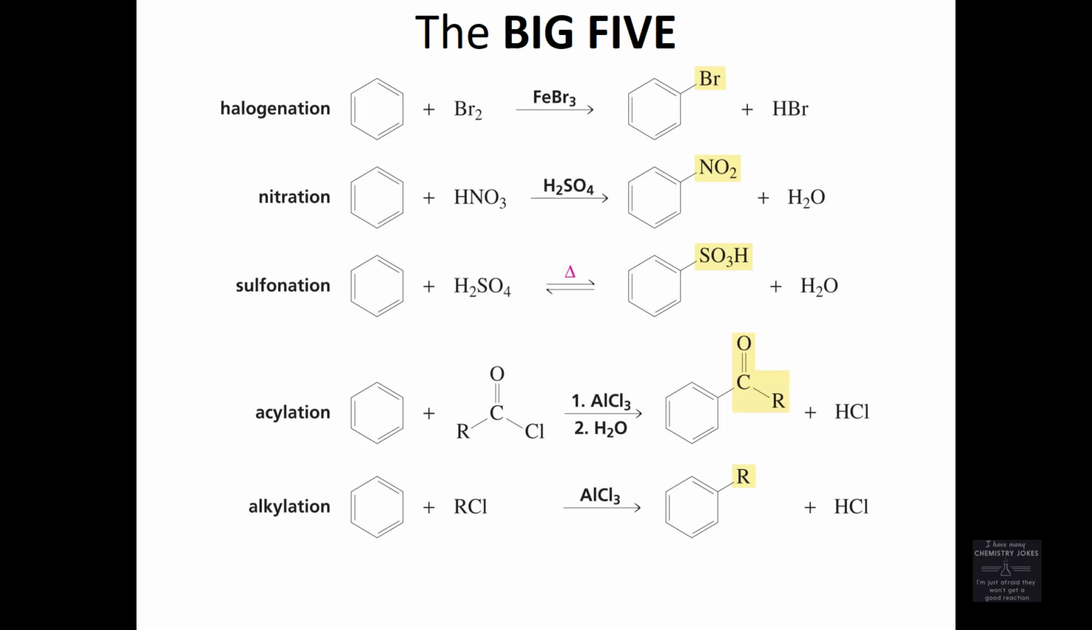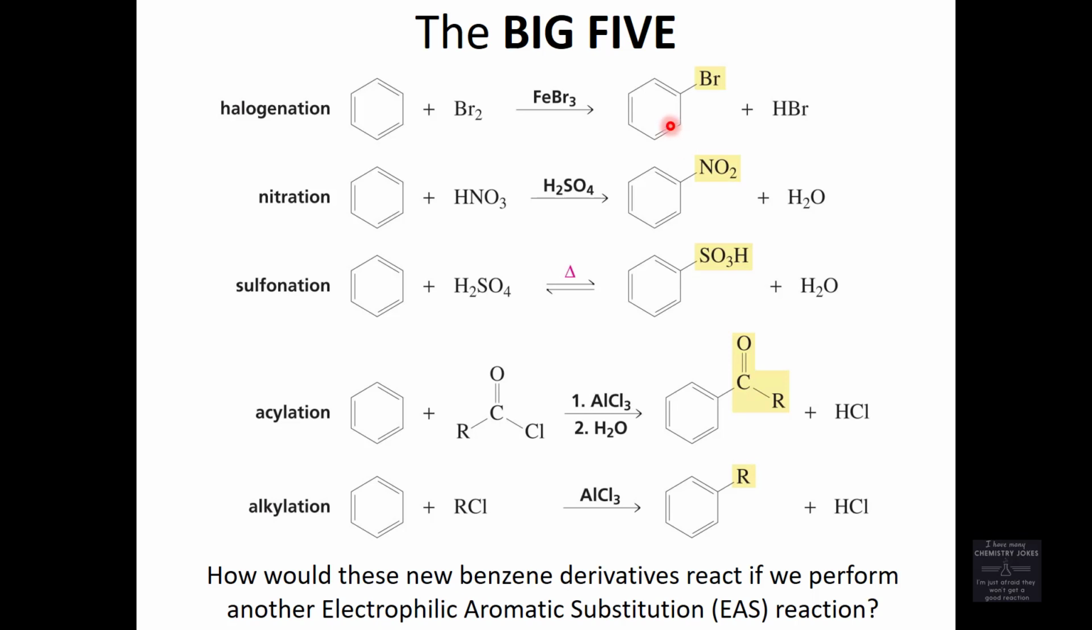So how many times are you going to see a slide that says the big five? I know, a few more. But the point of this lecture is, what happens to one of these groups if you try to put another group onto benzene? So if you have a bromine already on and you try to add a nitro, for instance, does that nitro go here or there? Does it go everywhere? Do you get mixtures of everything?